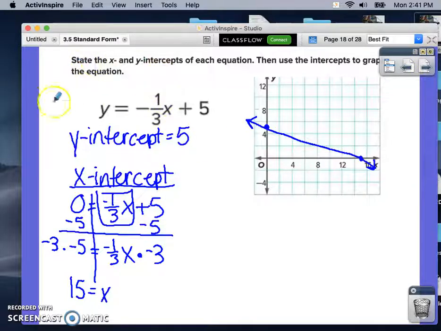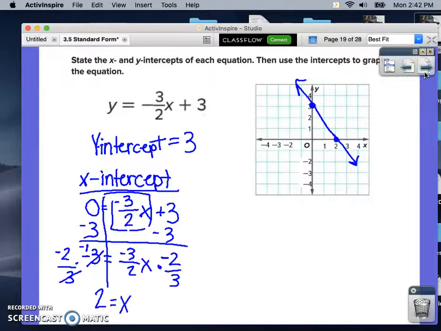Okay, again, we have this written in y-intercept form, so I can just take my 5 and know that it's my y-intercept and plot that first point. Okay, your x-intercept, you're going to replace your y with 0, so I have 0 equals 1/3 x plus 5. I want to get rid of that +5 first, so I'm going to subtract 5 from both sides. So -5, 0 minus 5 is -5, and then I have to multiply by the reciprocal here, which for 1/3 would be 3. So multiply both sides by 3, and I get positive 15 equals x. So that would be my x-intercept.